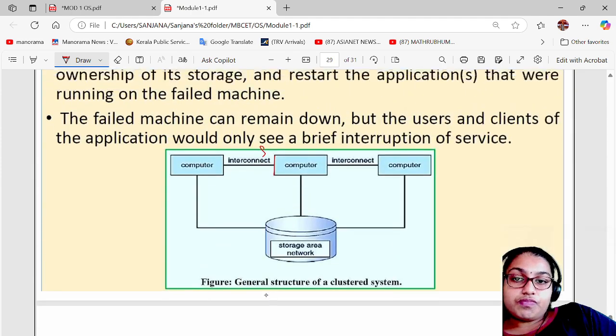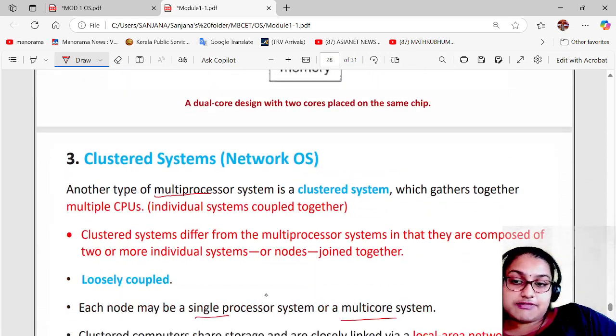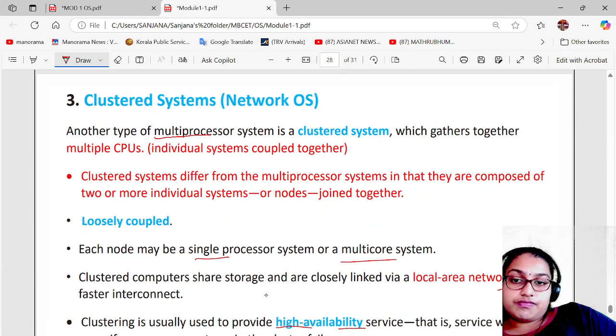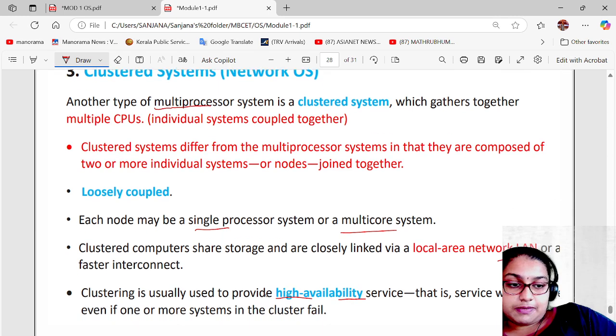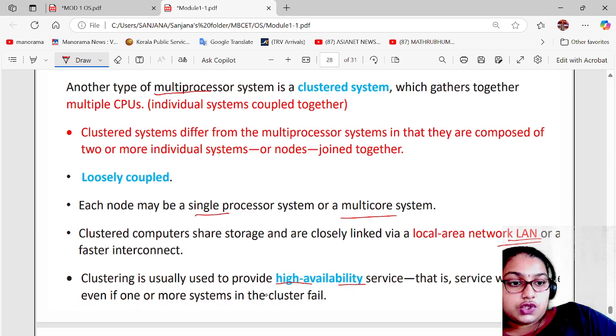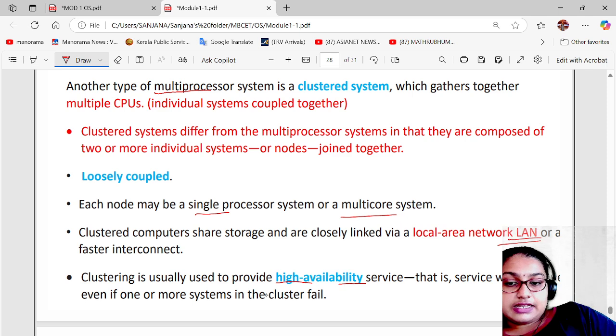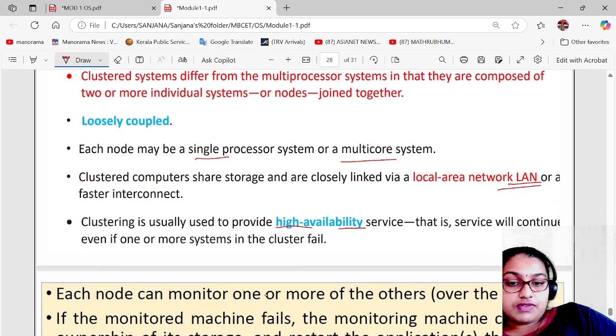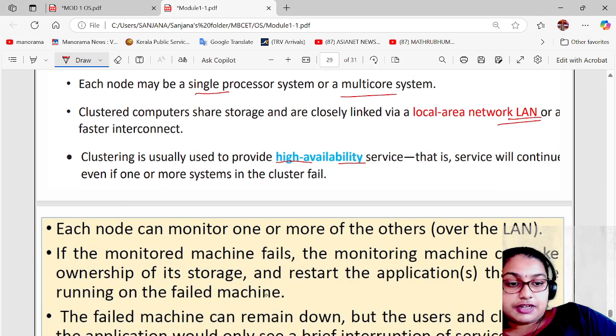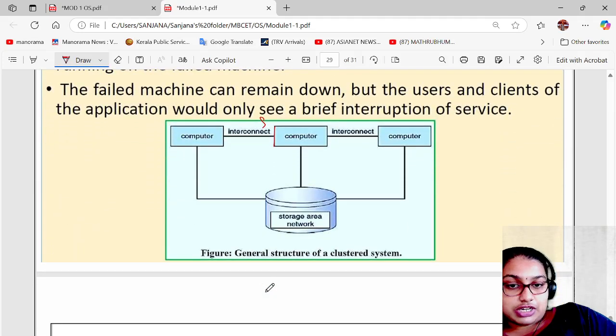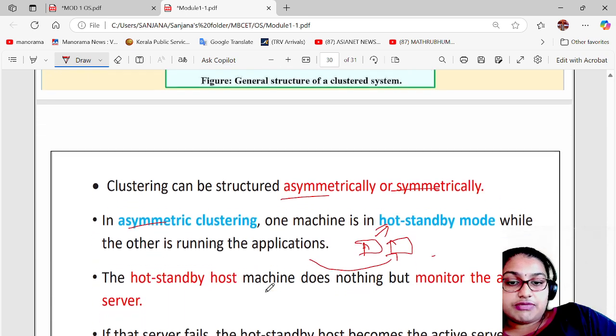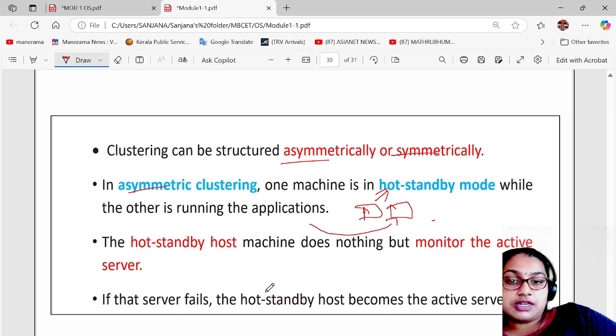So, inside the clustering system, what did we learn? A clustering system is a cluster of multiple processor systems connected through a local area network or a much faster interconnect. It is used to provide high availability service, so even if one system fails, it will keep continuing with its work. This is the general structure of a clustered system. The computers are interconnected to each other. Then we have symmetric and asymmetric clustering.